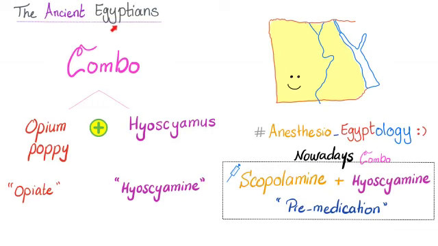Now, let's leave Greece and go to ancient Egypt, my home country. Ancient Egyptians used a combo, before McDonald's made it sexy, of opium poppy and hyoscyamus. Translation: opium poppy is opiate, aka morphine, and hyoscyamus is hyoscyamine. This was in the past. Nowadays, we use scopolamine and hyoscyamine as a combination for pre-medication to prepare the patient for surgery, to prepare the patient for anesthesia.